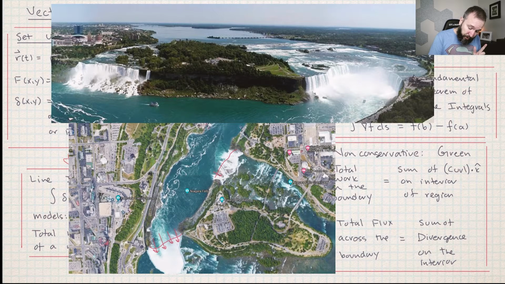So there is water that is fluxing across the boundary here, and the total flux is the total rate at which water is passing across the boundary. So that's the other application of this. Again, the answer is apparently 3,000 tons per second.